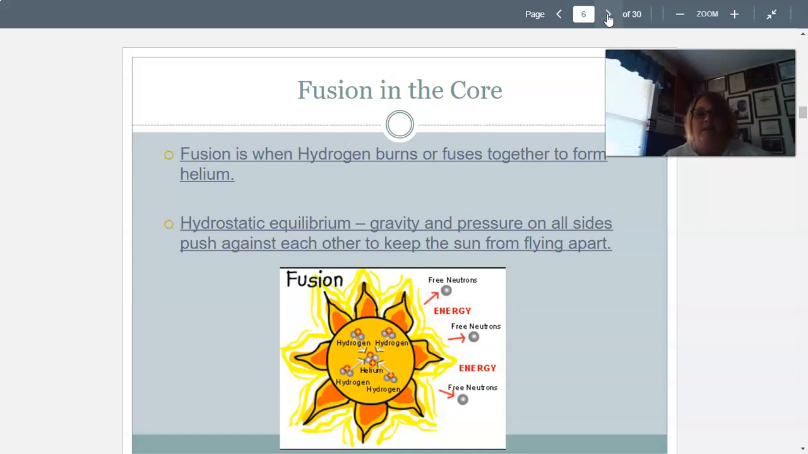Okay, here's the big thing you need to know with this. Hydrostatic equilibrium. That's when the gravity and the pressure on all sides are pushing against each other. Okay, this is what keeps the sun from flying apart. So when you look at the graphic, you have all that gravity pushing hydrogen and helium and everything in. Okay, then you have these free neutrons pushing out. So think the gravity's pushing in, and then the pressure from this chemical reaction is pushing out. That's hydrostatic equilibrium.